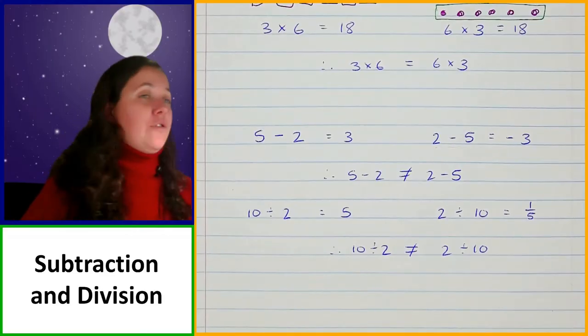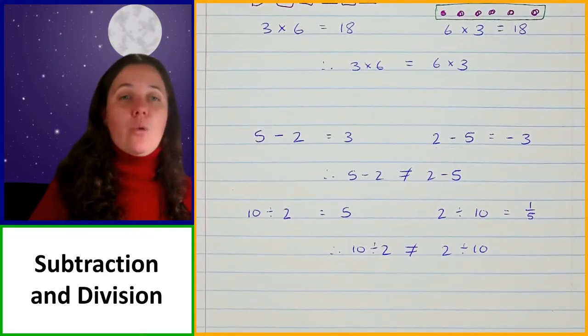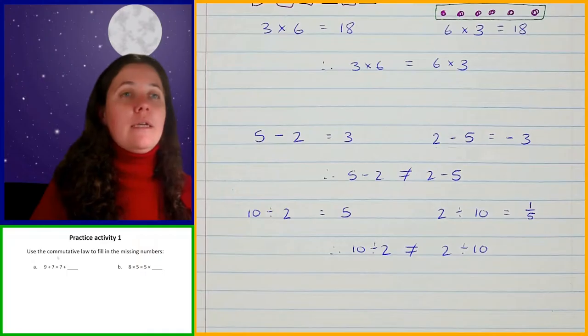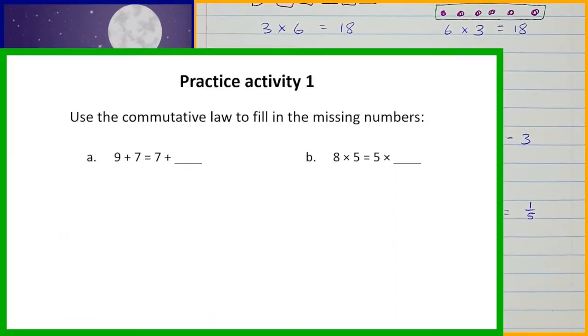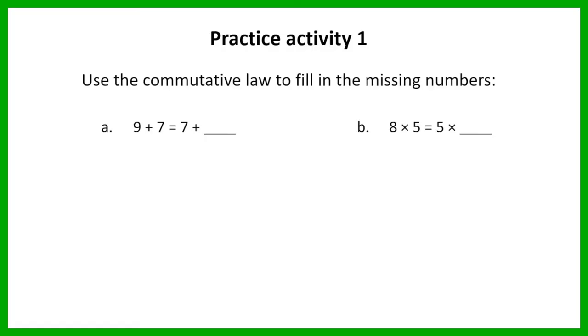I'm going to now give you a couple of very quick questions that you're going to do. So in this example over here, you are going to use the commutative law to fill in the missing numbers. Now this shouldn't take very long at all, so I'm only going to give you 1 minute for this because you're just filling in those missing numbers.